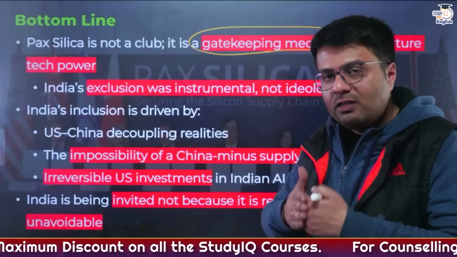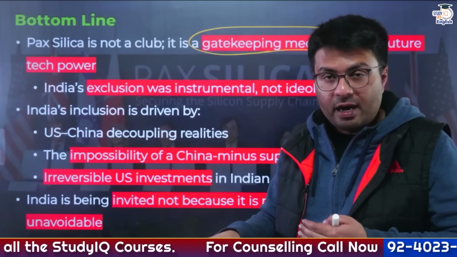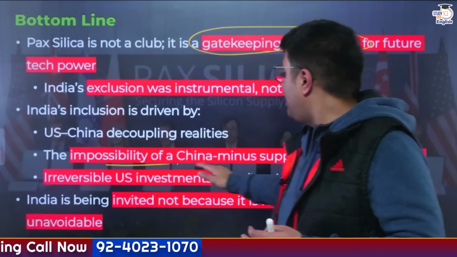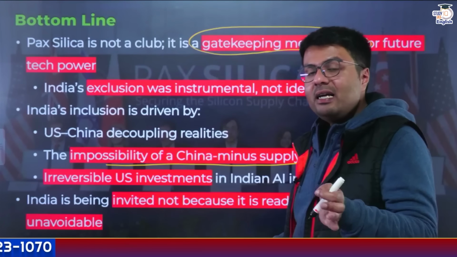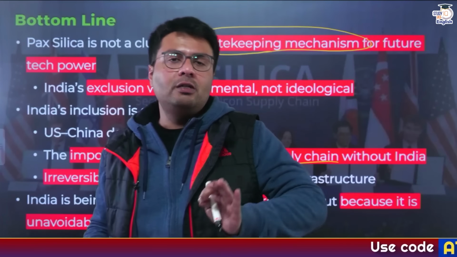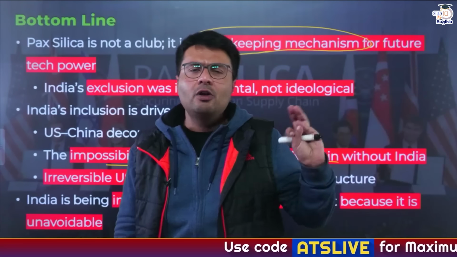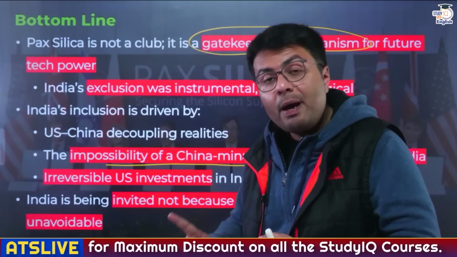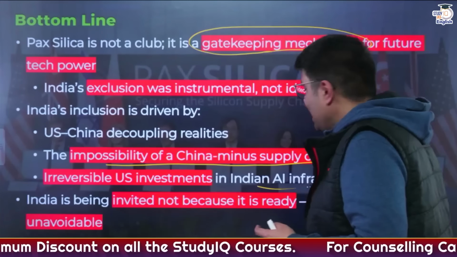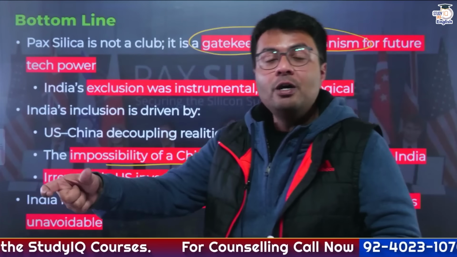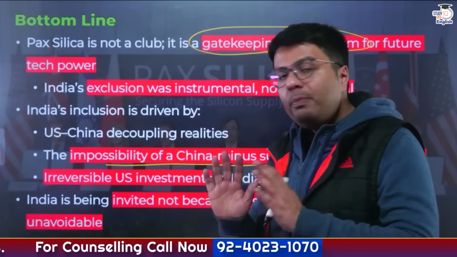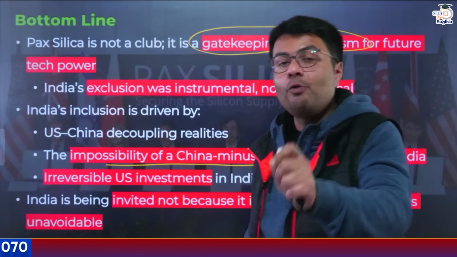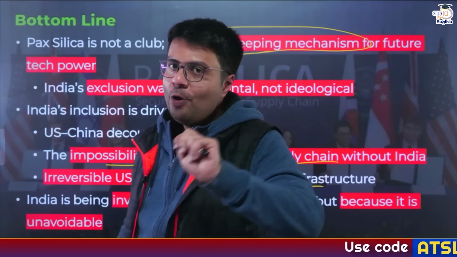The US has realized that once they decouple from China, they need an alternative, and they won't find any alternative better than India. Similarly, the impossibility of a China-minus supply chain without India highlights that any initiative by the US in the technological, strategic, or economic domain would have to include India. And irreversible US investments made by Microsoft and Google in Indian AI infrastructure force the government to stand in line. So India has not been invited because it is now ready. Rather, India has been invited because it is unavoidable. Right? So this was our today's discussion on the Pax Silica initiative.